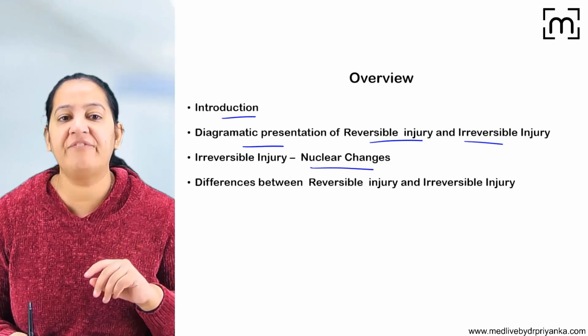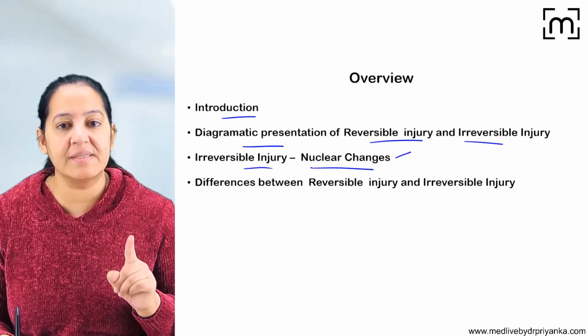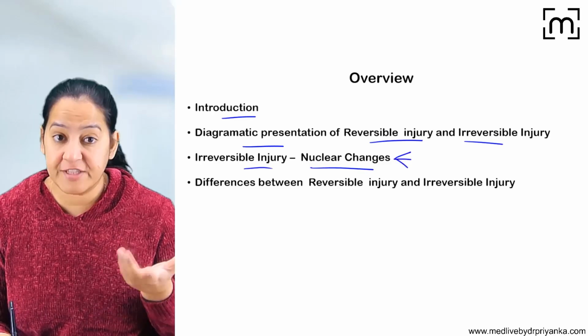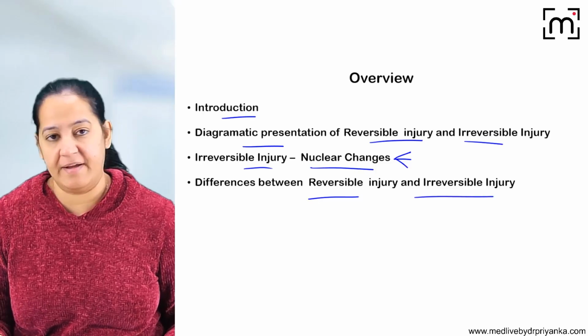Then we will see the nuclear features, the nuclear changes in irreversible cell injury, that is pycnosis, karyorrhexis and karyolysis, and the difference between them. And finally, we will see the differentiating table between reversible and irreversible cell injury.